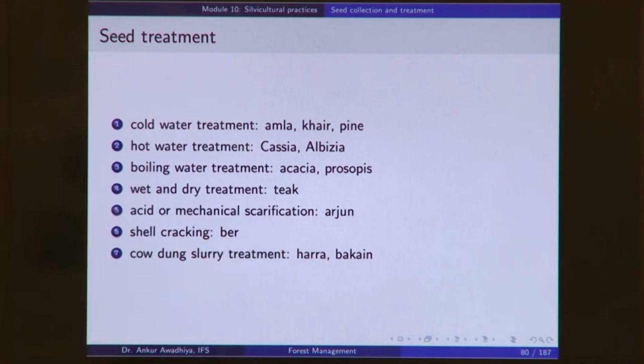species such as harra and buccan, you go with a cow dung slurry treatment, in which case you bury these seeds along with cow dung, so that enzymes and insects are able to eat away the seed coat, and then you will be able to use these seeds. So, these are the different kinds of seed treatments that are required.